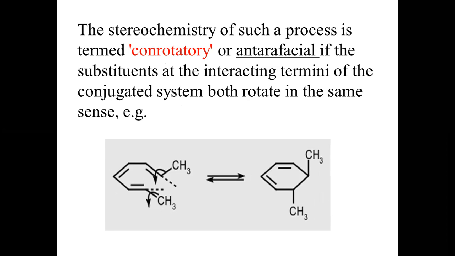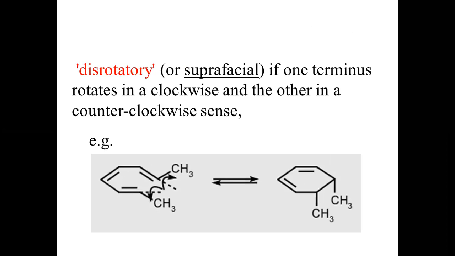Is it clear? Next, coming to the disrotatory or suprafacial. If the termini of the molecule, a continuous conjugated pi-electron system, are rotated such that one is clockwise and the other is anti-clockwise, then that type of rotation is what we call disrotatory.